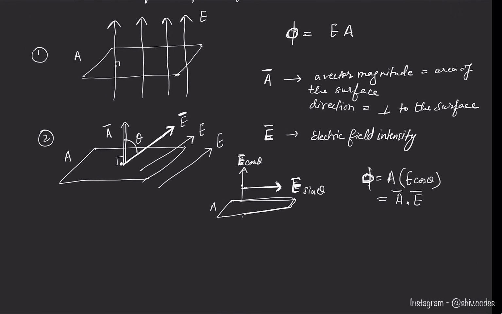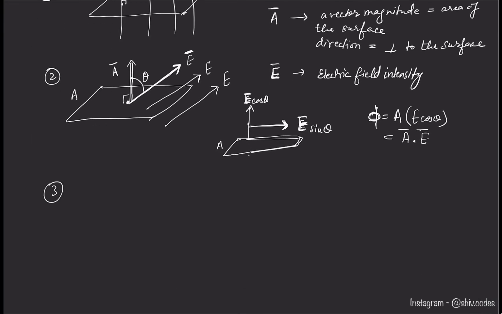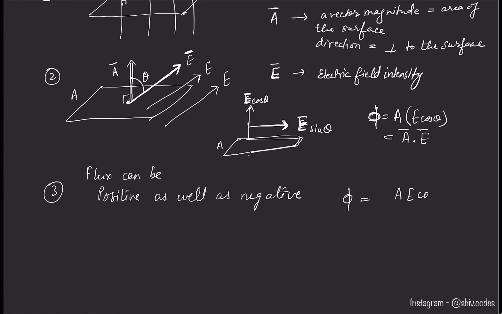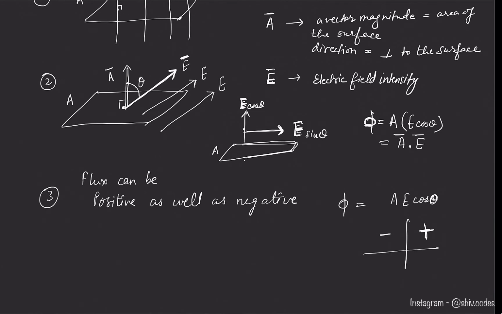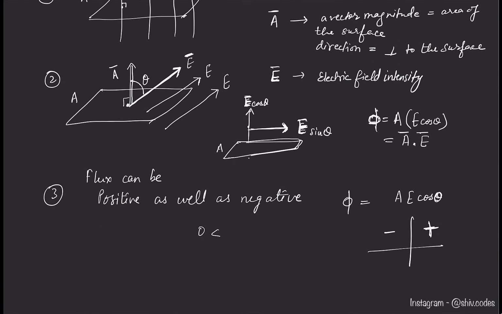So you can clearly see that flux can be positive or negative, since flux is equal to A E cos theta, where theta is the angle between A vector and E vector. We know that cos is positive in the first quadrant and negative in the second quadrant. So if theta is between 0 and 90 degrees, since cos theta is positive, flux is positive.